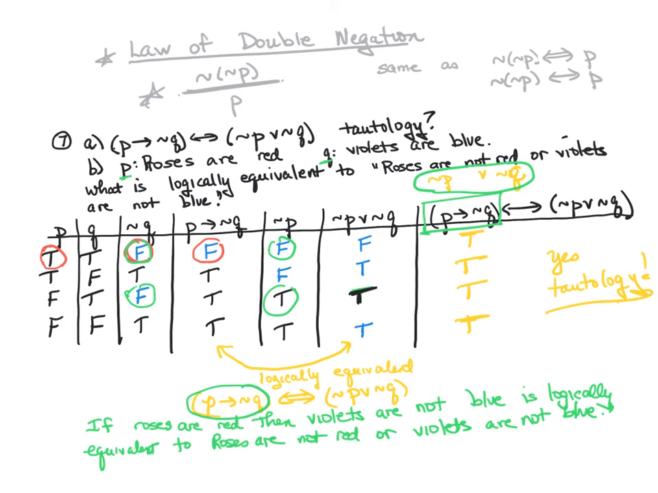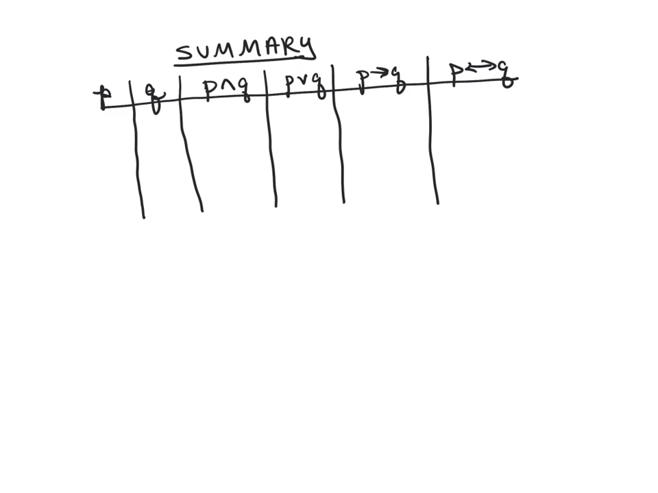Okay, so that takes care of our lesson. Let's just summarize all of the connectives we've done so far. All right, so we're going to combine all the major connectives in one truth table to reiterate when that compound statement is true or false.